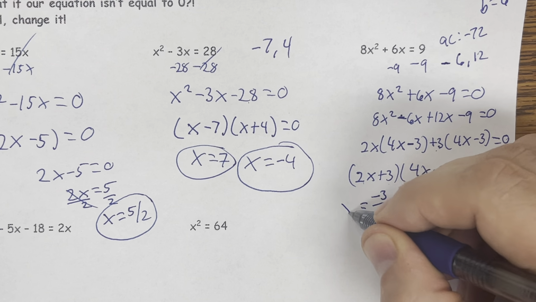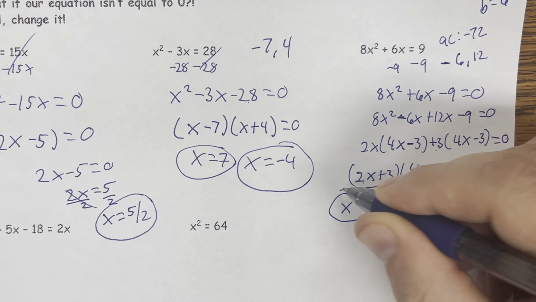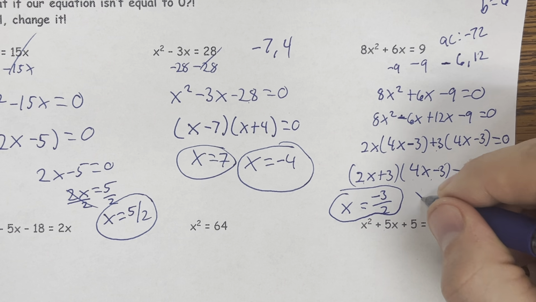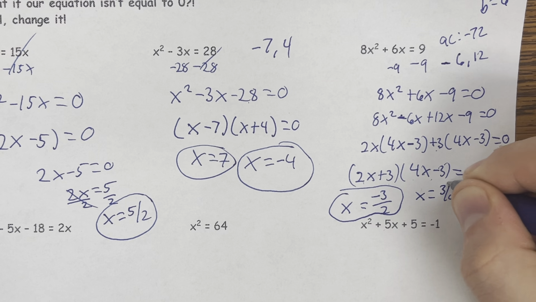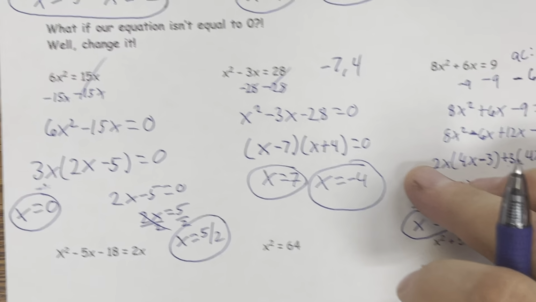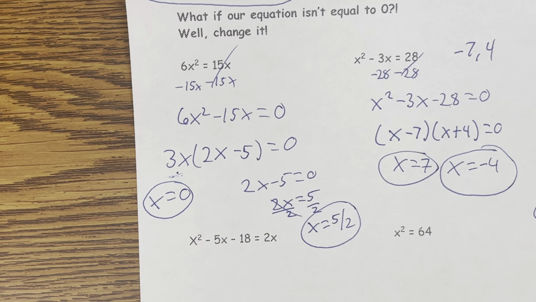All right, you might really need to write that out to solve it. And this one I'd have to add 3, then divide by 4. So I would get x equals 3 over 4. Okay, probably won't see one that difficult either. All right, next one. It's not equal to 0.